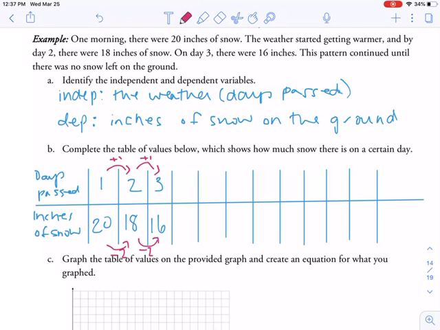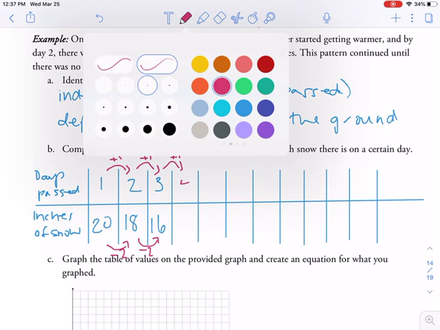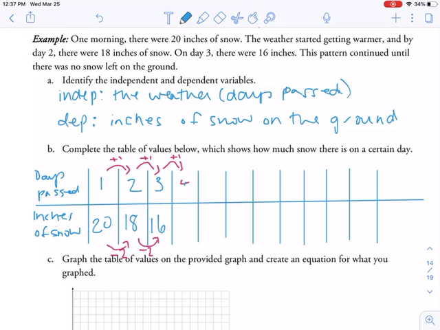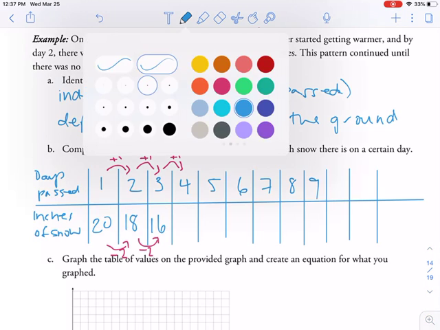Okay, so we're going to keep that pattern going. We're going to add 1 to get to, oh, I'm going to change back to my correct color. Sorry about that. Goodness, there we go. Okay, so 4, and then I add another 1 to get to 5, and then to 6, and so on, right? So I'm going to just fill in a few of those, and then we are going to look again at the pattern of the snow, okay?